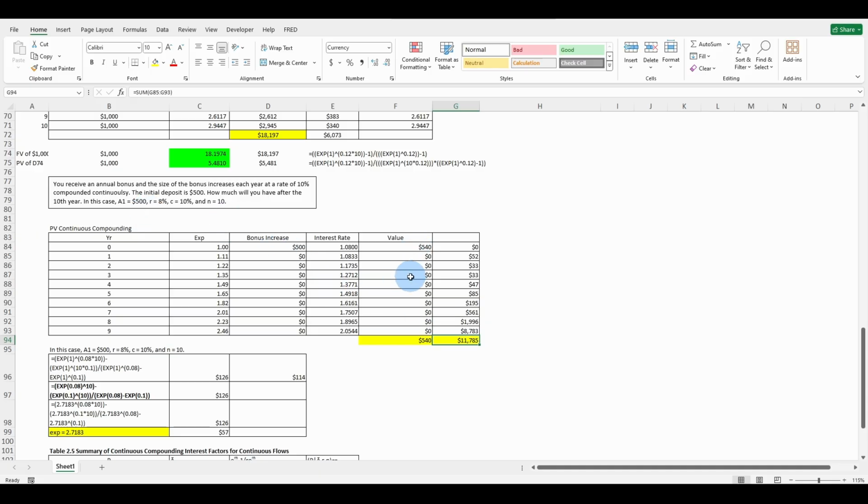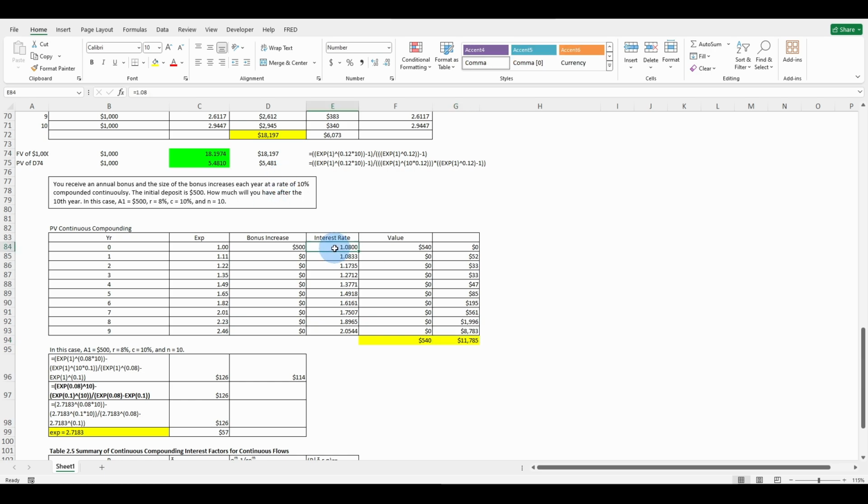And then rough and tumble, we can go 500 times 1.1, and so here you can just see the effect. We're adding 540 and then 52, and then there's this growth factor. You're adding 500, 500, 500, 500, but there's a 10% increase every year. So in the end, it's 11,785. Now you can see how hard this would be without the formulas. You could go 500 times, what is it, 8% or 10%? It says you receive an annual bonus, size 10% compounded continuously, deposit. After that, it's the 10th year.